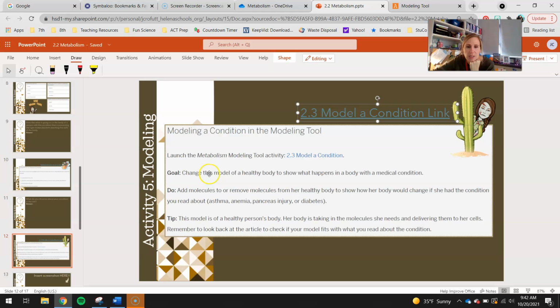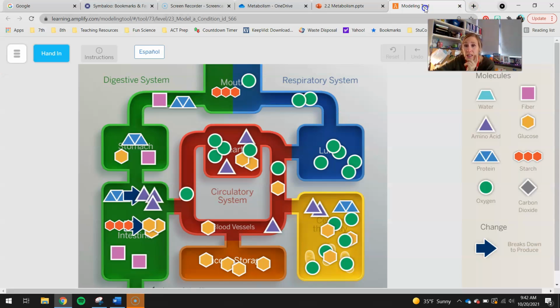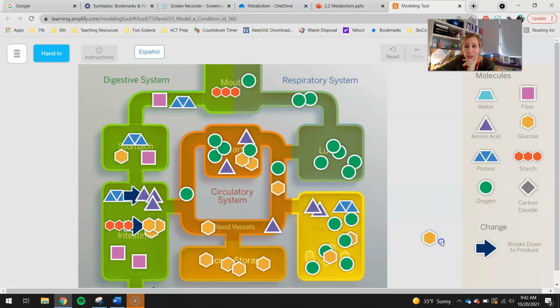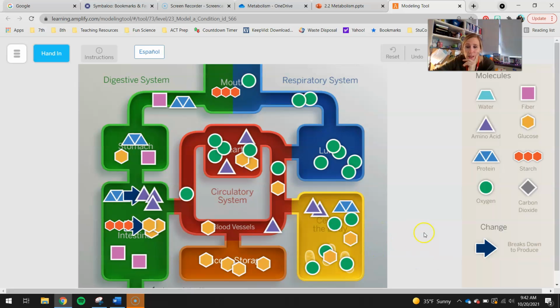So your goal is to change this model of a healthy body to show what happens in a body with a medical condition. So again, you guys are going to do whatever article you read about: anemia, asthma, pancreas injury, or diabetes. And you guys are going to kind of model, all right, if we don't see a lot of glucose in the cells, then obviously I'm going to go into my model and I'm going to get rid of glucose in the cells. So you guys, oops, I didn't mean to grab that oxygen. So you guys can just kind of pull those out and drop it off.